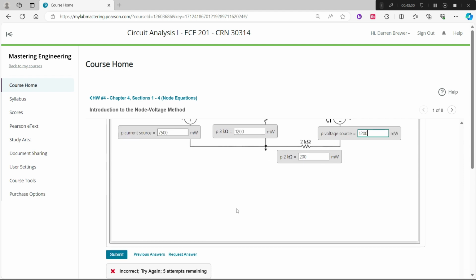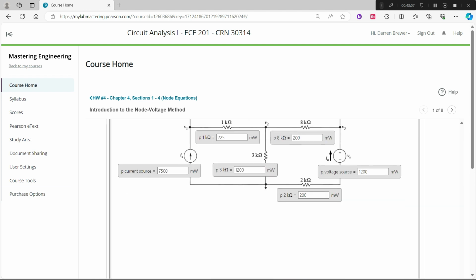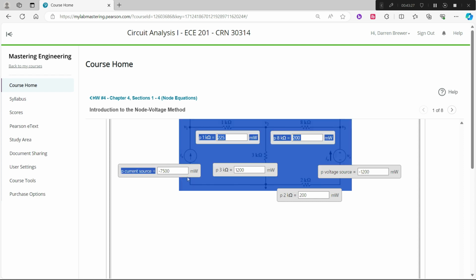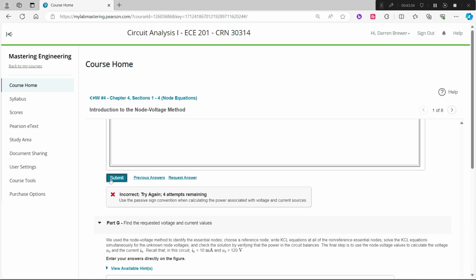Alright, the rest are right. Passive sign convention, so some of these are negative. Oh, this is delivered. The current's going against, so it makes it negative, from negative to positive. This is also negative, because this power is going down. This is also entering the node, this current here. And that should be that.